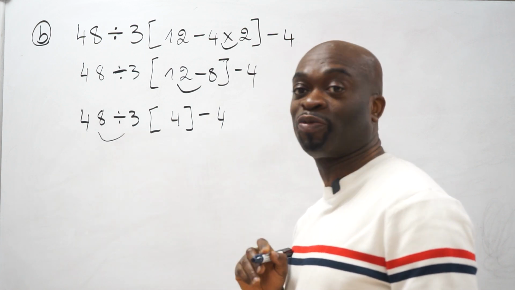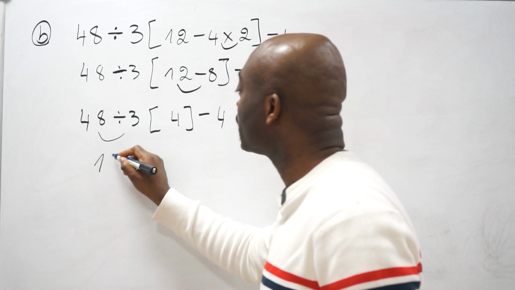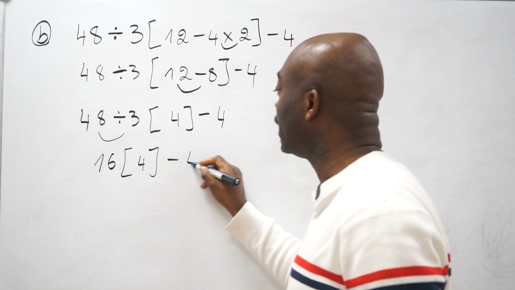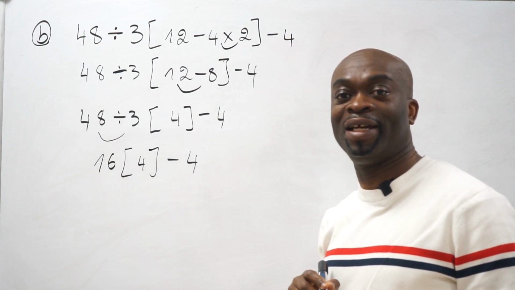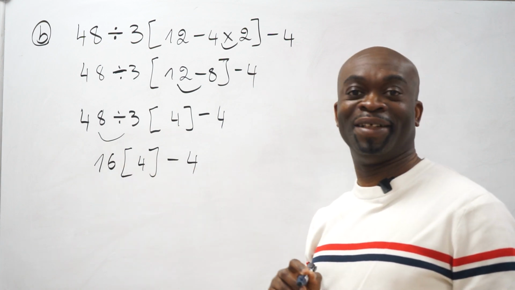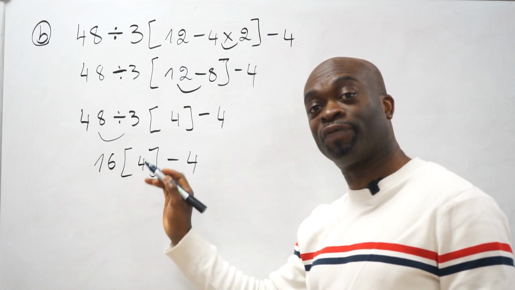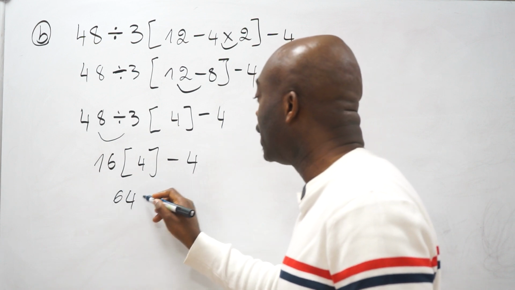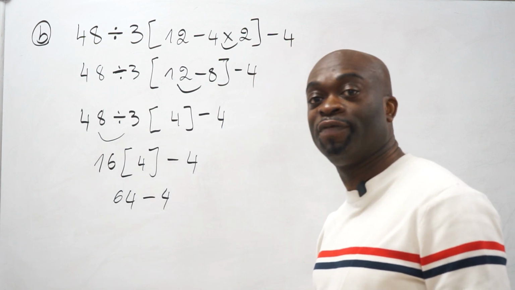So 48 divided by 3 is going to give us what? 16. So you got 16 here, and then your bracket, the 4, and then minus 4. All right? And then now we can multiply. Okay, because we're going from the left to the right. And 16 times 4 is going to give us what? 64. And 64 minus 4 is going to give you what?